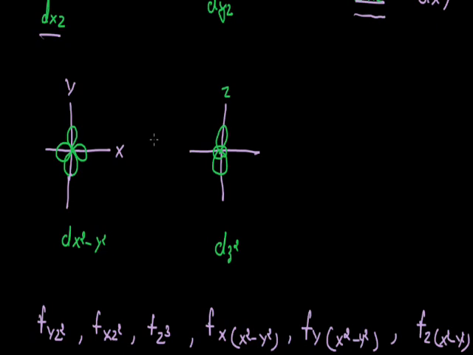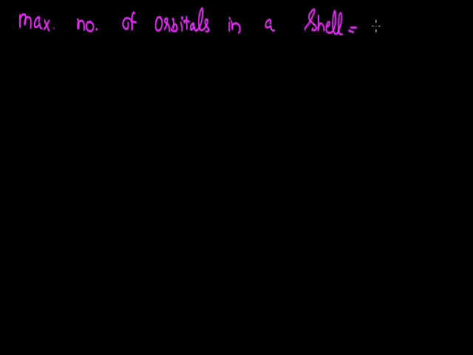Now we are to see what is the maximum number of orbitals belonging to a particular shell. We have seen in the principal quantum number also that the maximum number of orbitals in a shell is given by the formula n square. Like if we are talking about the K shell, which has n equal to 1, the maximum number of orbitals it can contain will be n square, that is square of 1. The value will be 1, and we have seen initially also that this K shell contains only one subshell, that is the s subshell, and the s subshell contains only one orbital.